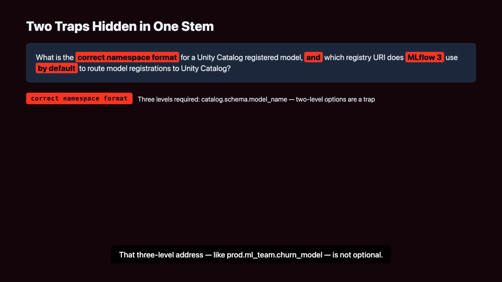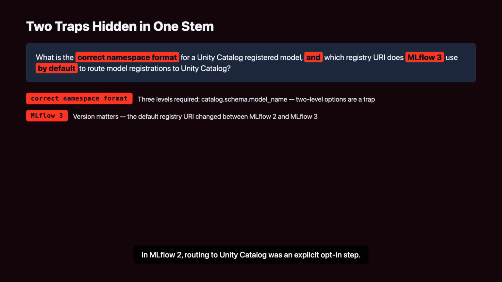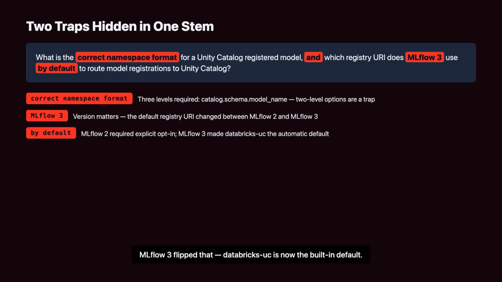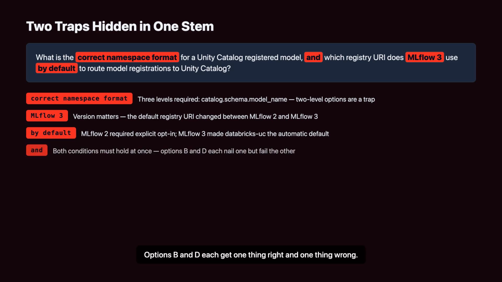That three-level address, like prod.ml_team.churn_model, is not optional. The question also asks what MLflow 3 does by default. In MLflow 2, routing to Unity Catalog was an explicit opt-in step. MLflow 3 flipped that. Databricks UC is now the built-in default. Options B and D each get one thing right and one thing wrong. The exam rewards catching both conditions at once.